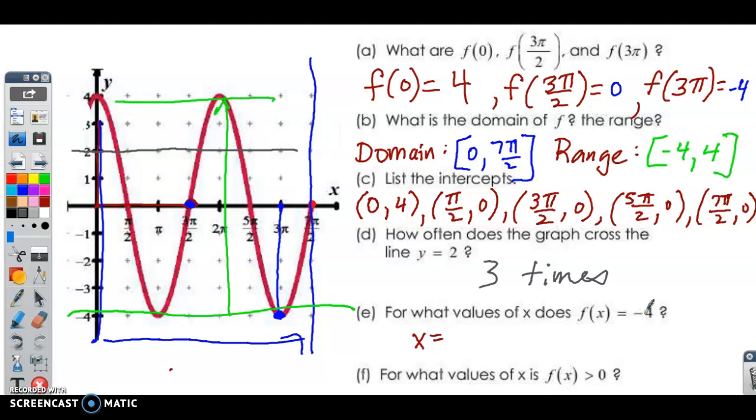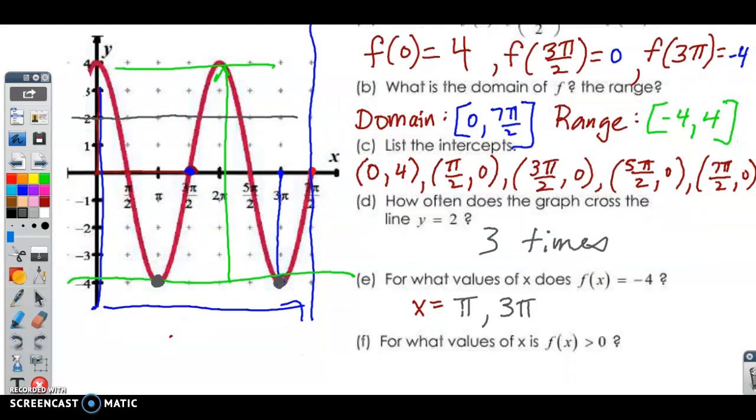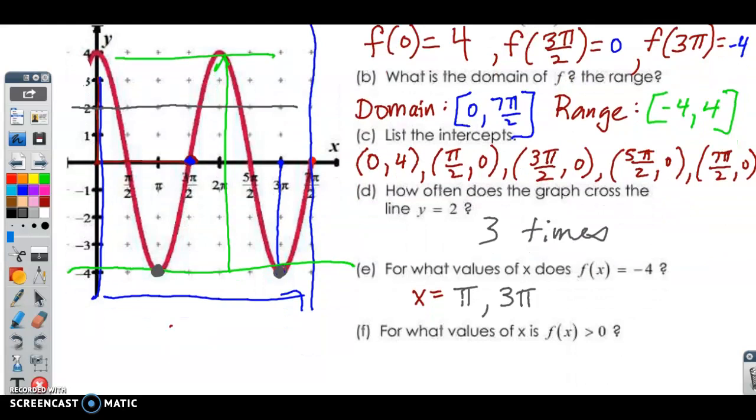For what value of x does f of x equal negative 4? Alright, well, where does f of x equal negative 4? When I plug in x, the y value is negative 4. Here and here. What are those x values? Pi and 3 pi. Don't worry if you don't understand what pi or 3 pi means. Those are just the numbers that we're using on the number line there. They'll mean more later.